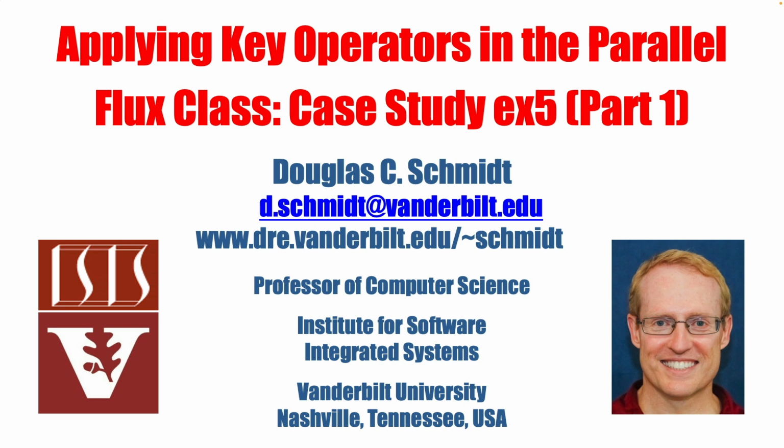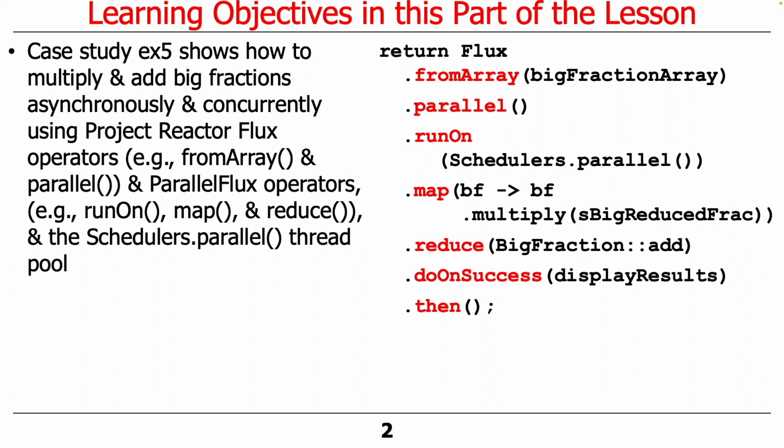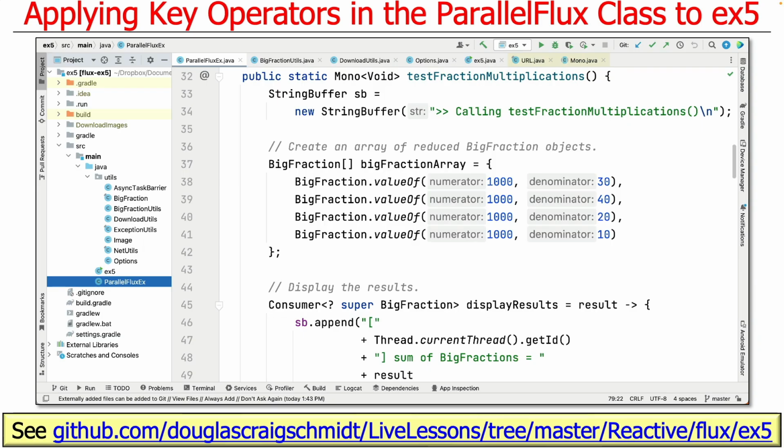So we're now going to walk through a case study with two parts. The first part of the case study, which is case study ex5, is going to show how to do a bunch of operations on big fractions asynchronously using flux operators and parallel flux operators and the scheduler's parallel thread pool. So we're going to take a look at that example first, and you can find that in the ex5 project in my reactive flux folder in my live lessons GitHub repository.